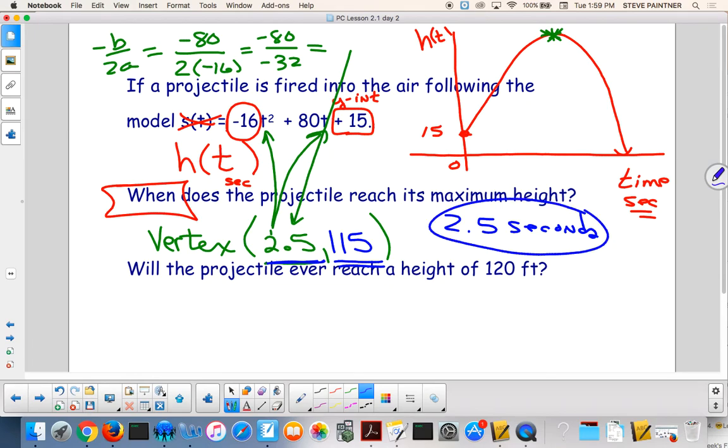Have you read the last question? Will the projectile ever reach a height of 120? Why not? Because you already know the max. The max is 115. So the answer is no. That's it. That's all I got.